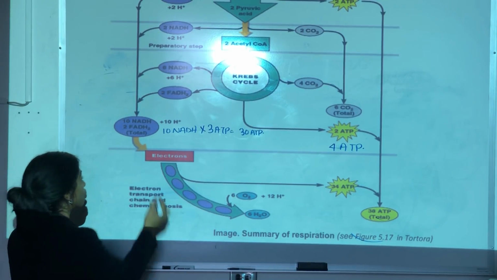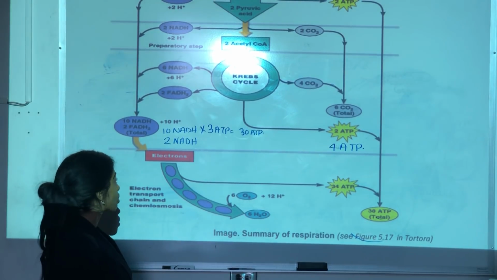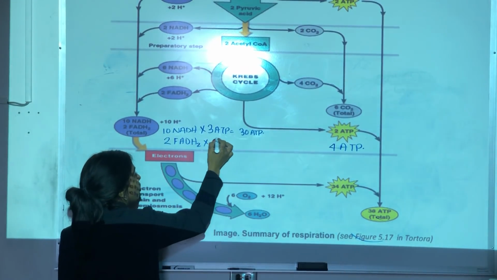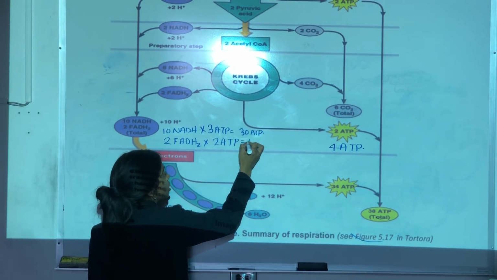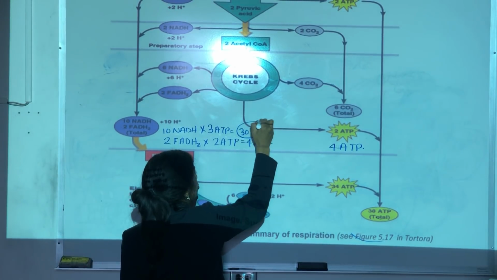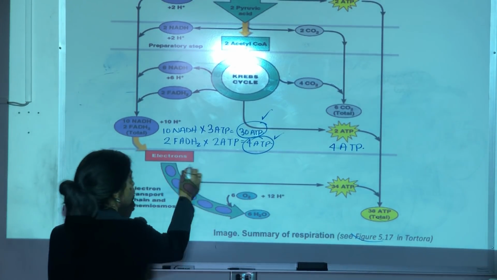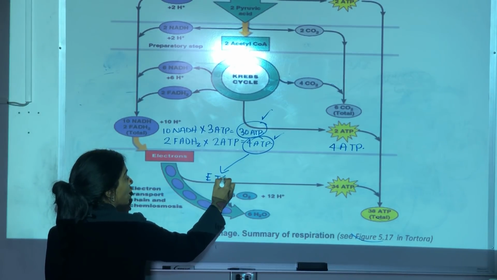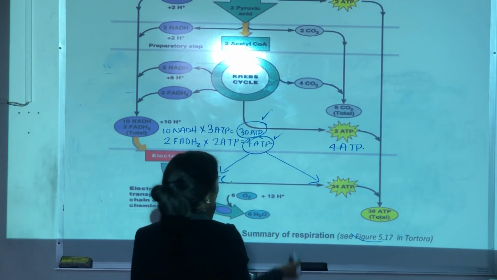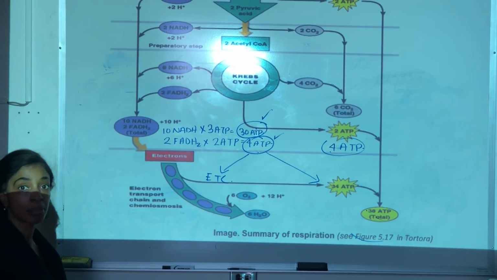And then for FADH2, there are 2 of them made throughout the pathway. For every FADH2, we make less ATP, we only make 2 ATP. So altogether, 4 ATP will be made. So if we add this up, from NADH we get 30 ATP, another 4 ATP from FADH2 when it goes to the electron transport chain, and then the 4 ATP. If we add that together, 30, 4, and 4, we get the total of 38 ATP.